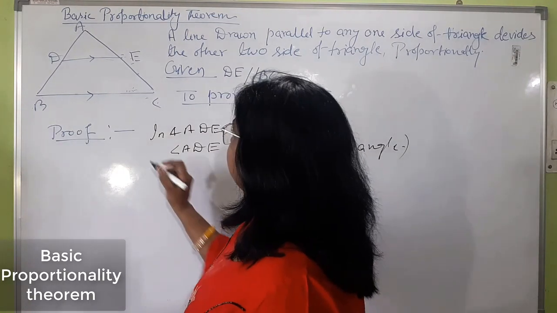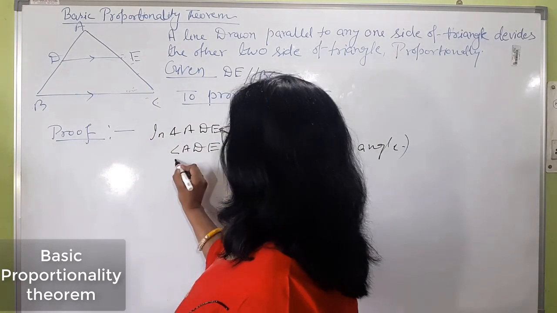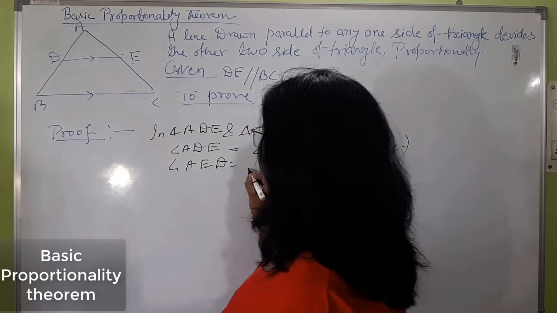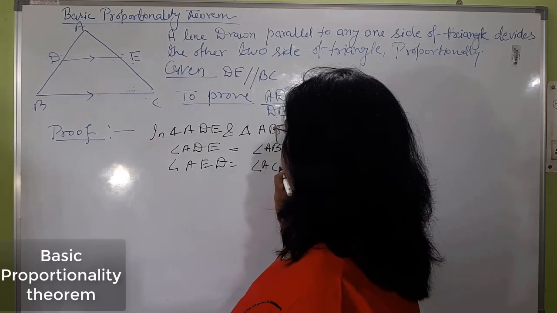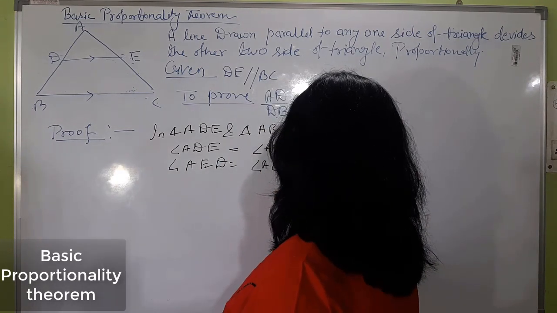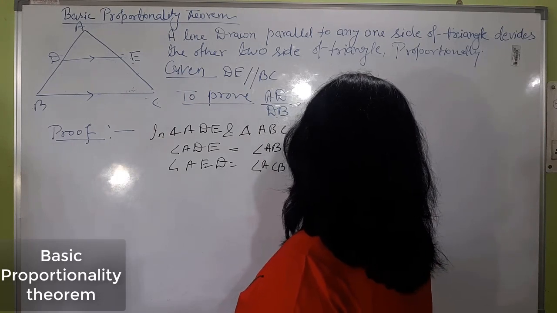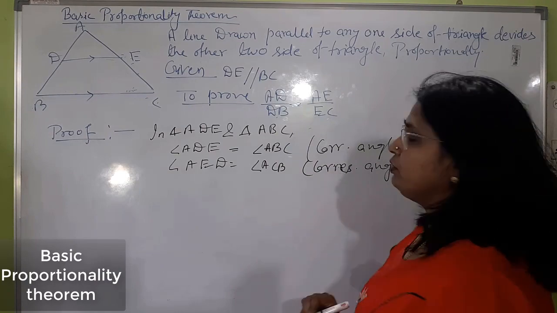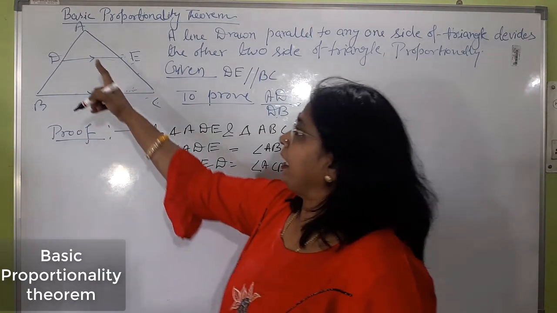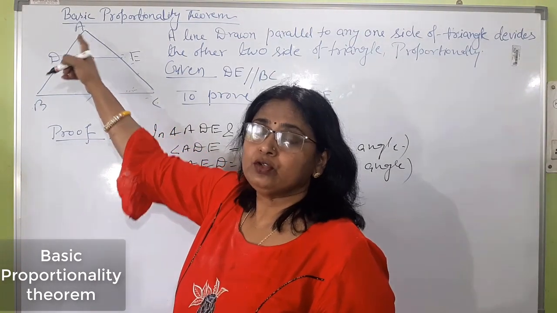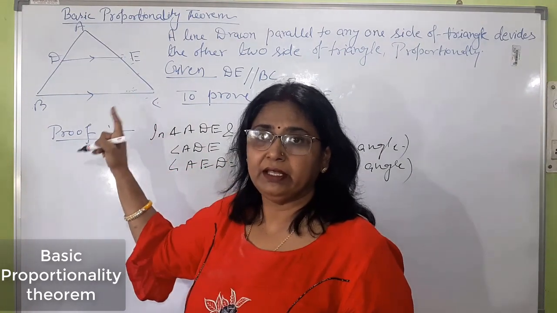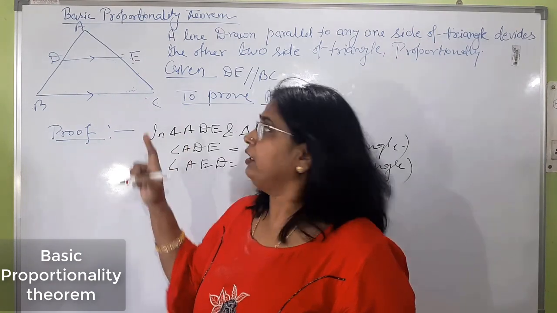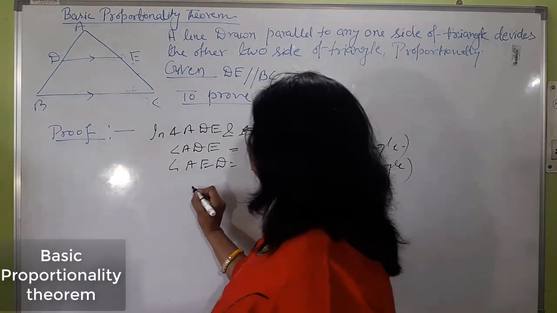And again, angle AED is equal to angle ACB due to corresponding angles. And angle A is common. So by the postulate of similarity, AAA or AA, both triangles are similar.